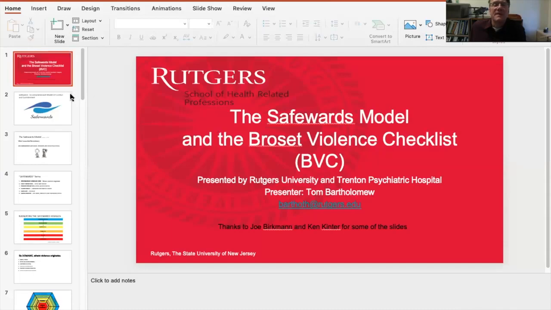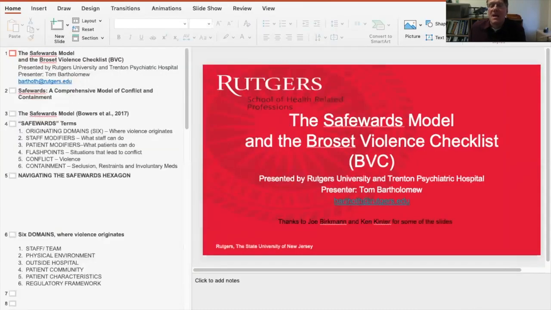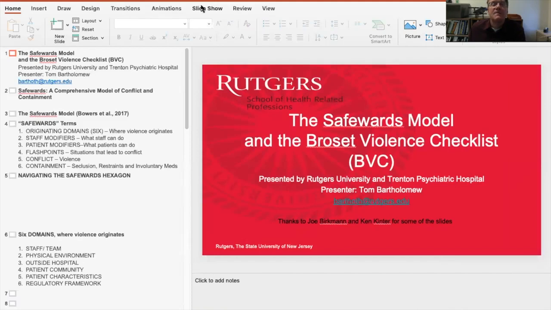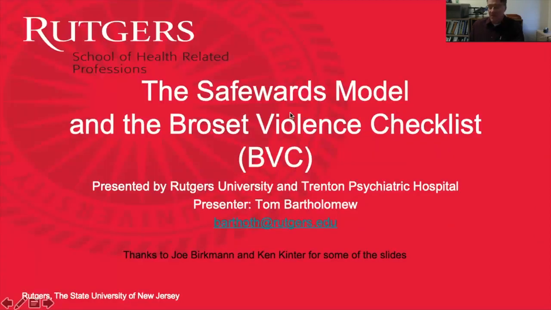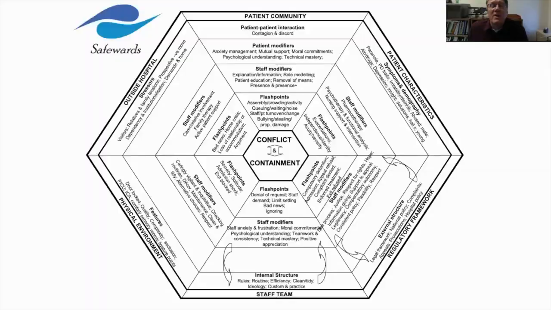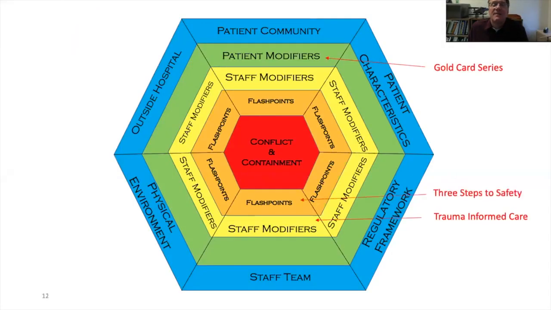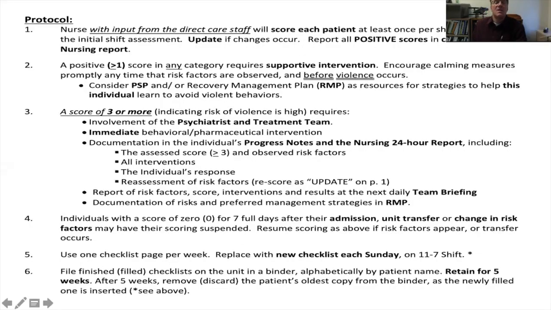If the score is 3 or more, then you want to take even more steps and involve the psychiatrist and the treatment team to see about immediate behavioral or pharmacologic intervention. And of course, pharmacologic are medications.